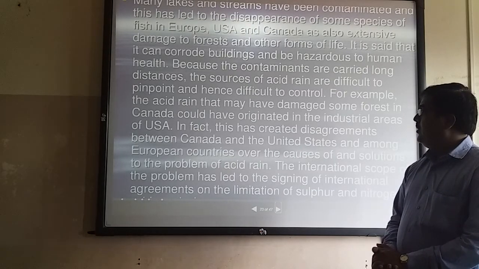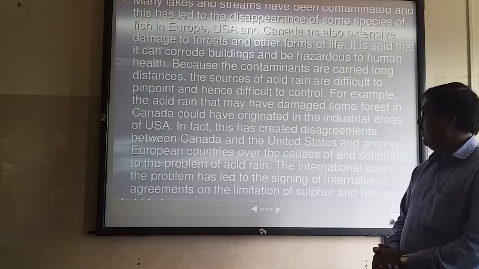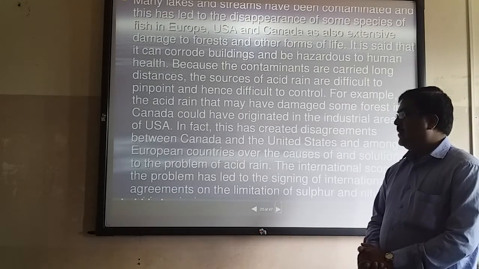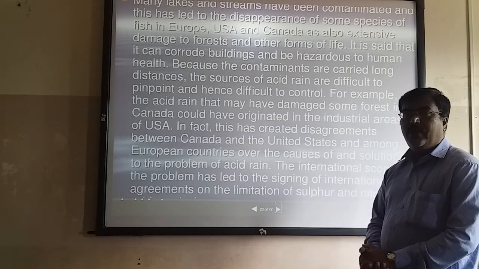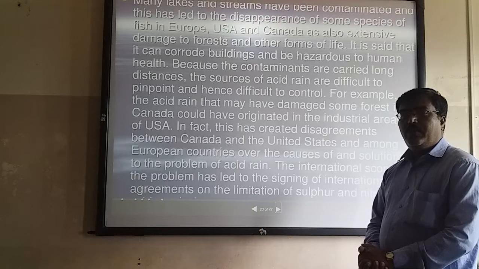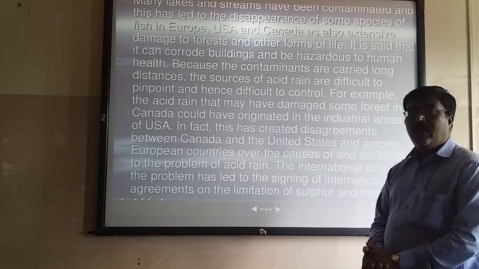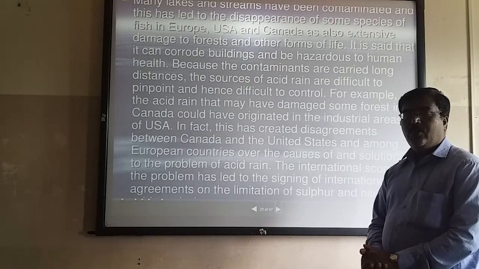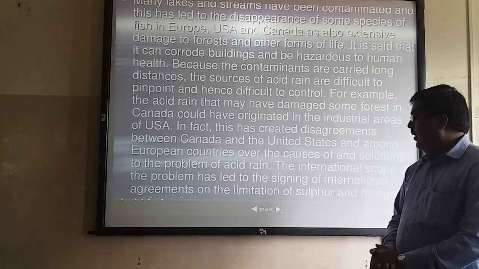Here an example should be given. Pollution in Canada could originate in the industrial area of the USA. In fact, this created a disagreement between Canada, the US, and European countries over the causes of the acid rain problem. The place of origin is different from the place where the acid rain is brought. Yes, we can avoid that. You have already faced this problem in the European countries also.